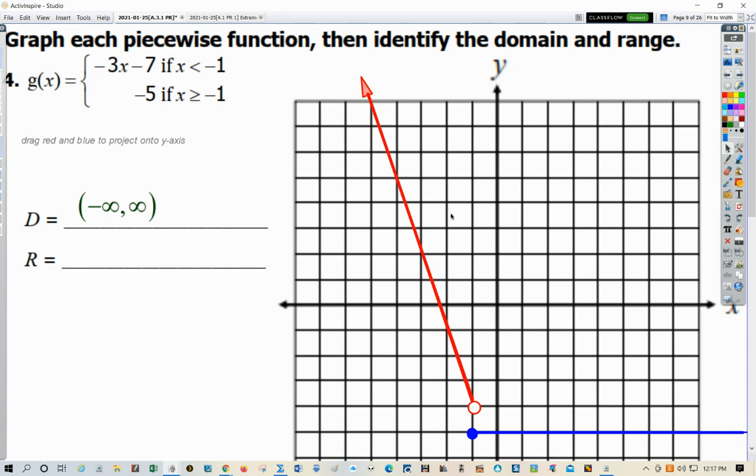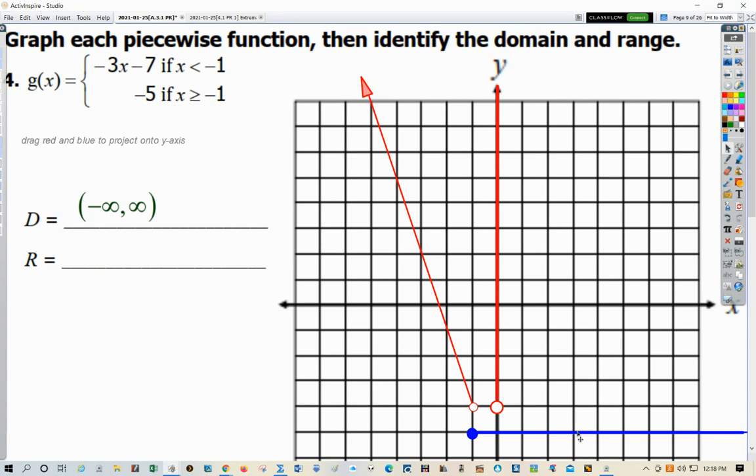Okay, what about the range? Now our job is we've got to project all this stuff onto the y-axis. Okay, so I can do that. I could take the red piece and I could project that over onto the y-axis, and it would look like that. Everybody agree? If I project it onto the y-axis?